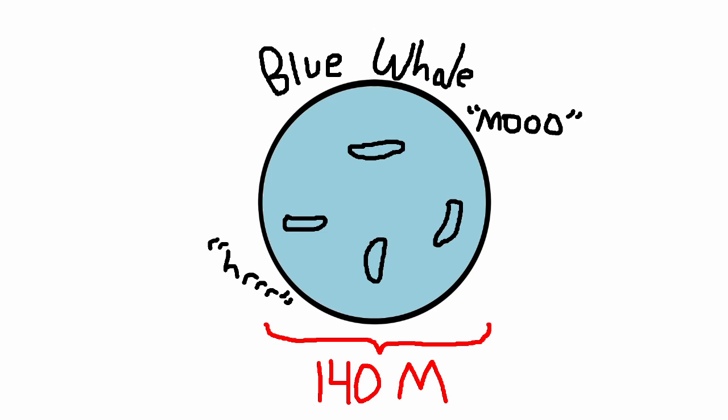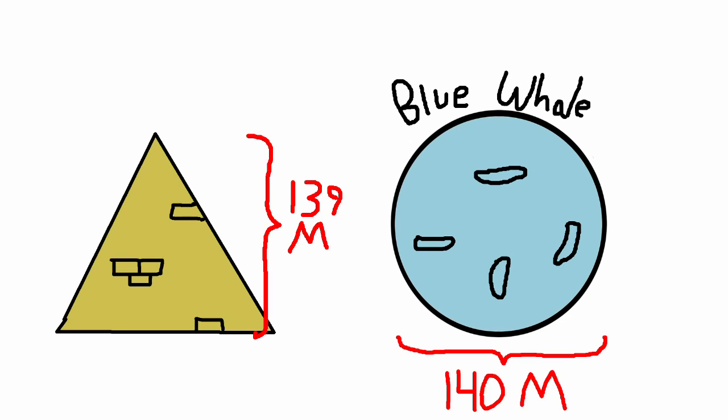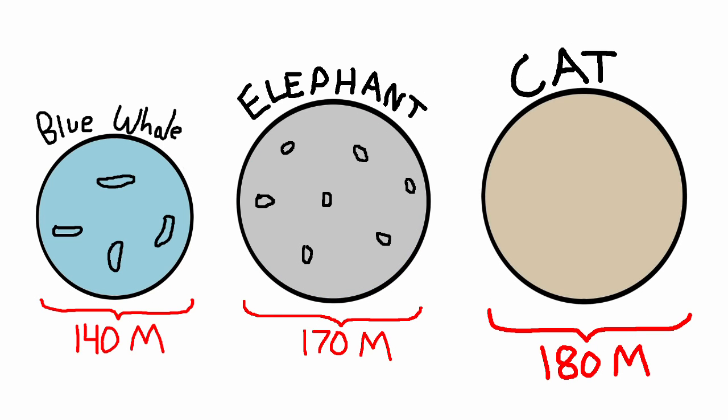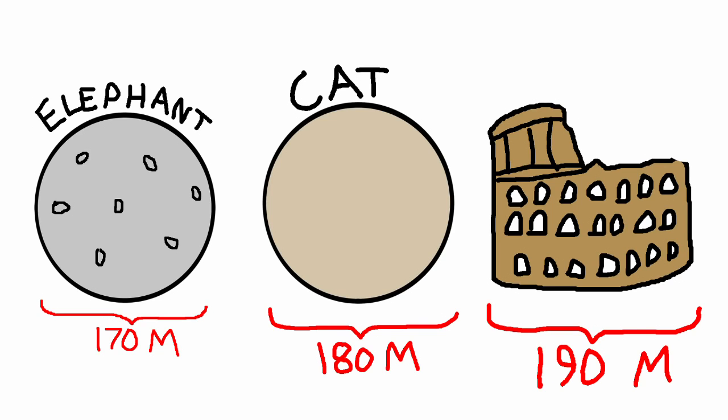First up is the blue whale sphere. Although they are freaking gigantic, there is only 10,000 of them on Earth. So the sphere only came out to around 140 meters in diameter. That's about the same height as the Great Pyramid. A bit larger than that is the elephant sphere, which came out to around 170 meters. Next up is the domesticated cat sphere at around 180. That's only slightly smaller than the Roman Colosseum, which was 190 in diameter.